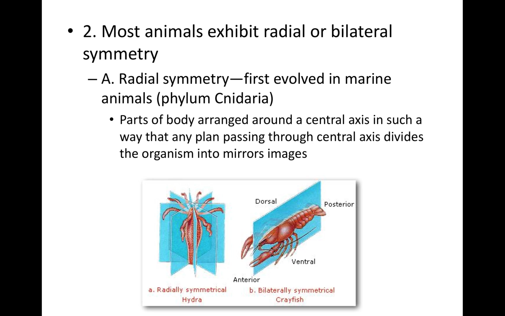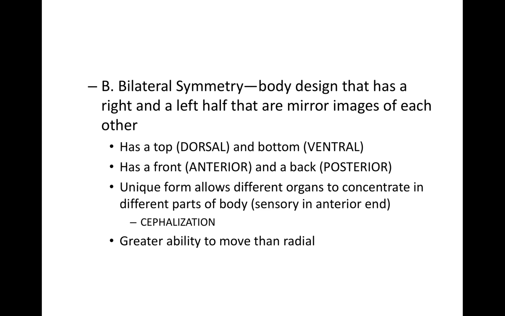The second key transition for the animal body plan is that most animals exhibit radial or bilateral symmetry. Radial symmetry evolved in our marine organisms, the phylum Cnidaria, as well as the Ctenophora. And you guys know what radial symmetry is: you can cut it any way and you're going to have symmetry. Now the other type is bilateral, which means you can pretty much only cut it one or two ways. But you get a left half and a right half, and they're mirror images of each other.